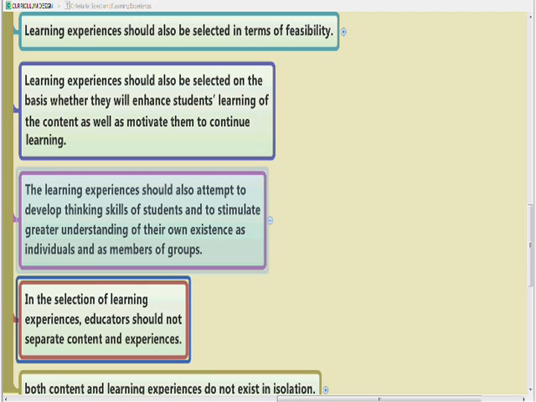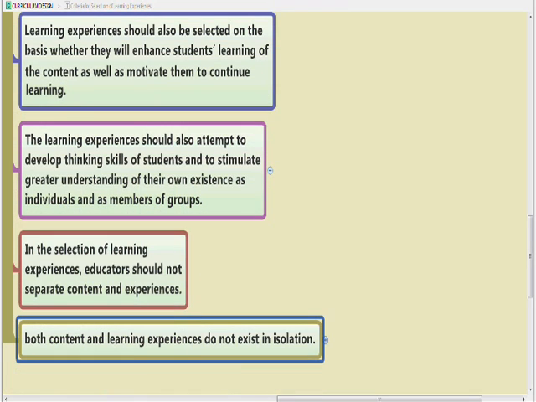I mean, there's so much said before this, and this is an excellent point to be made here. You can't train scientists by delivering science. You need to transform people to become scientists, not just match them with content. Both content and learning experience do not exist in isolation.